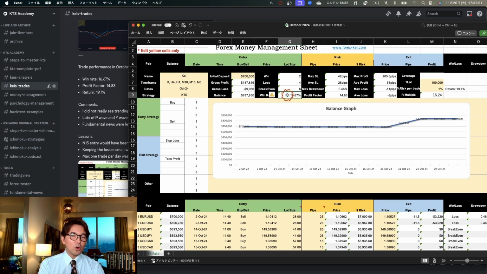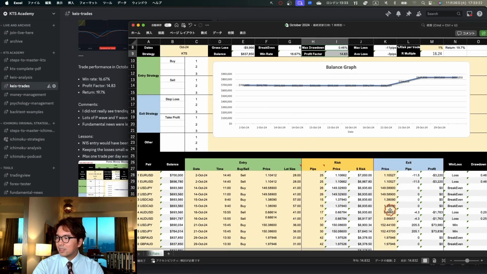But what's more important here is the profit factor. The profit factor is calculated by gross profit divided by gross loss over all trades, and that was 14.83. So basically it shows the risk and reward ratio in terms of money value. A profit factor of 14 is very high, and all because I was able to capture more than 200 pips on USDJPY two times.